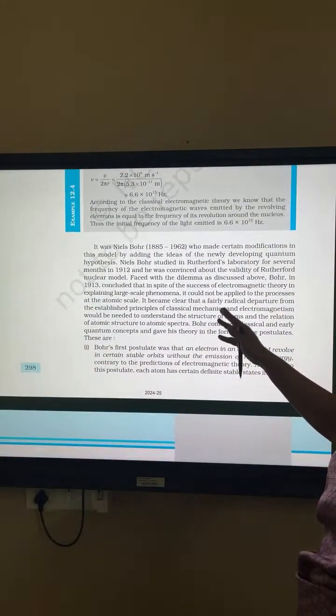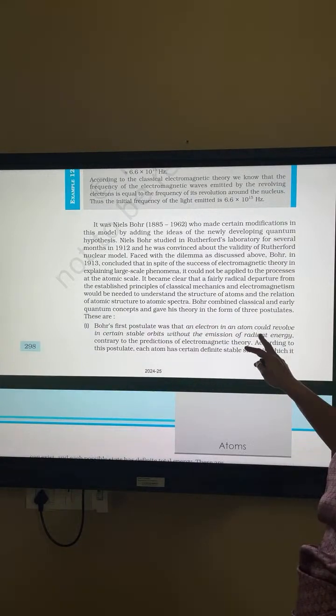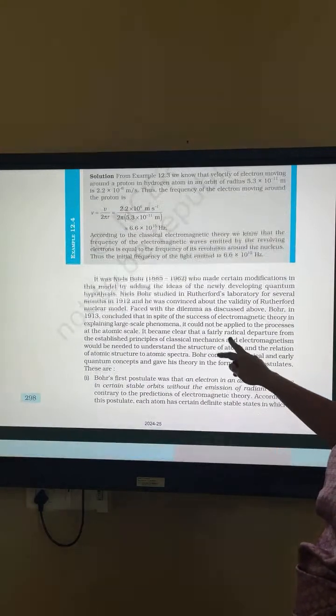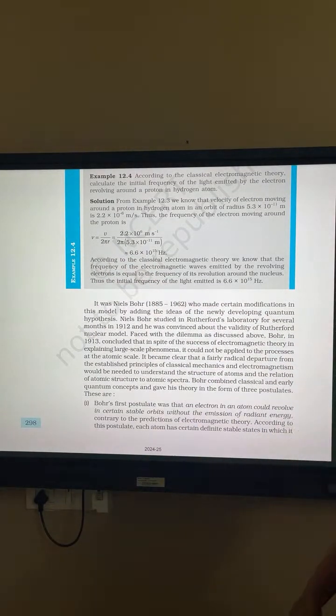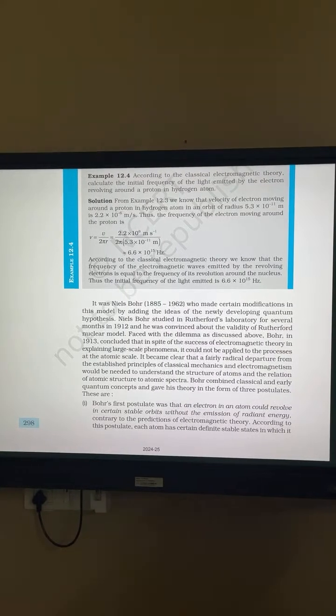These theories I have explained to you already. And then you will be asked a problem like this. What is asked actually? According to classical electromagnetic theory, calculate the initial frequency of the light emitted by the electron revolving around a proton in a hydrogen atom. What is given here? The initial frequency of the light is asked, emitted by the electron revolving around a proton in the hydrogen atom.